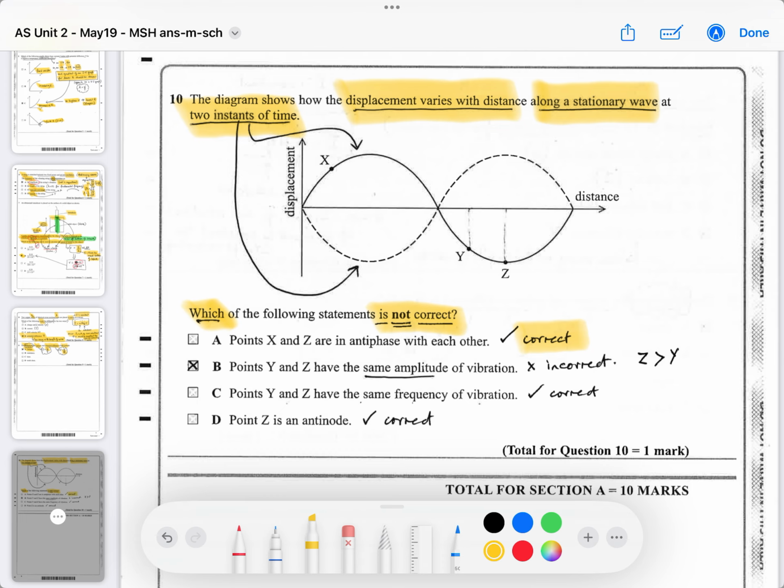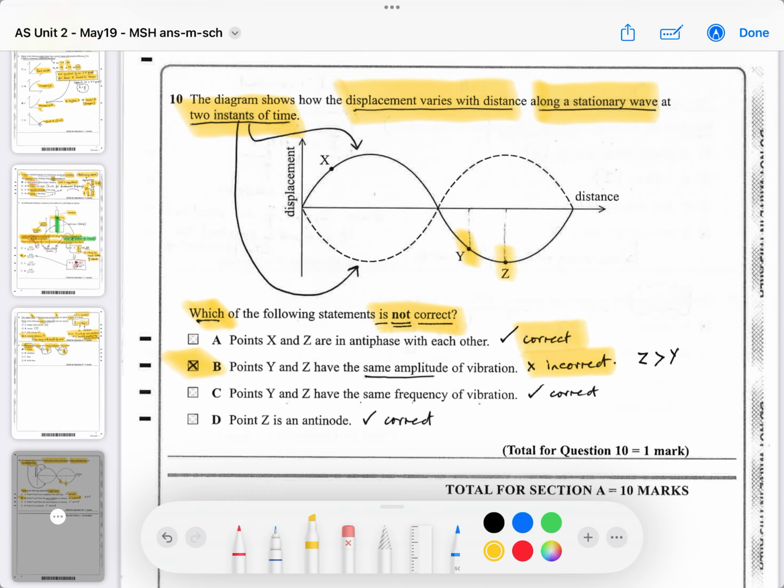Points Y and Z have the same amplitude. Well, you can see Z will get a higher amplitude because it has bigger displacement because it's in the center of the antinode. So it will always oscillate with a larger displacement than Y. So that's incorrect. So the answer has to be B. But let's go through the C and D as well.